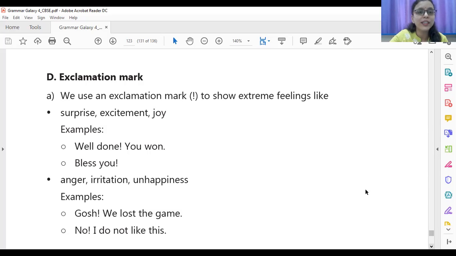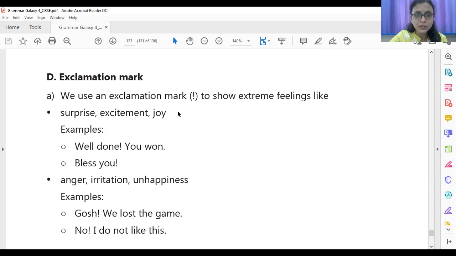For example, look at the sentences. Well done, you won! There's excitement, right? Bless you! Yes, there is a wish. Okay, look at the next. Anger, irritation, unhappiness. Okay, gosh, we lost the game! That's very bad, no? A strong feeling of sadness. No, I don't like this! Like angry feeling. So such strong feelings, when we express, we use exclamation.